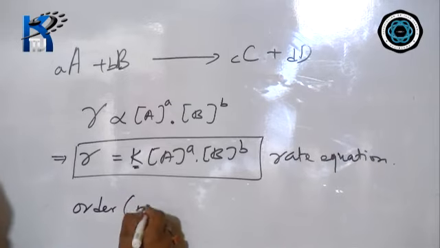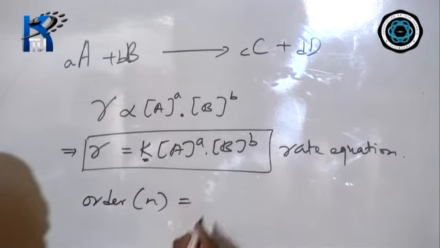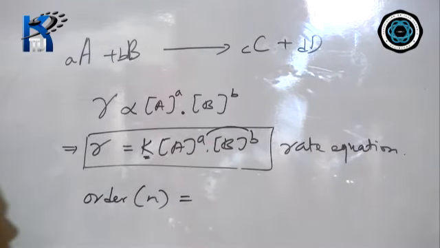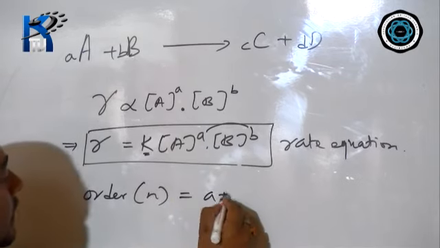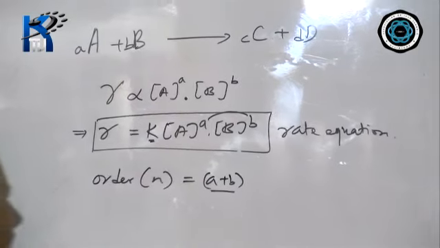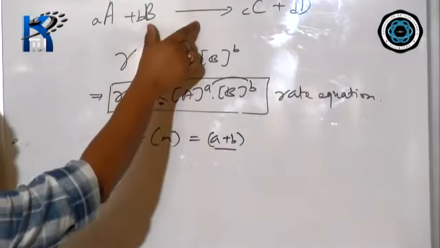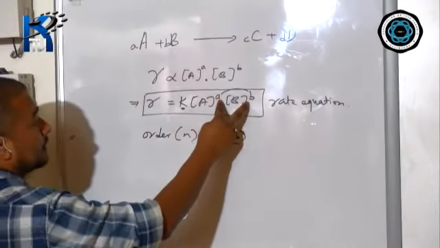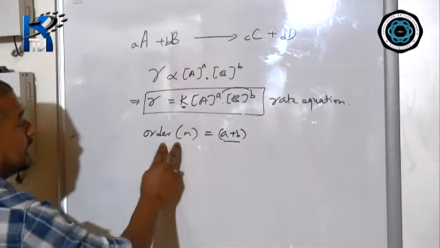Order is represented by the symbol small n. You just have to sum up the powers of the reactants. When you sum up the powers, you get a plus b. So for this reaction, order will be a plus b. By summing up the powers of the reactants, you get the value of order.